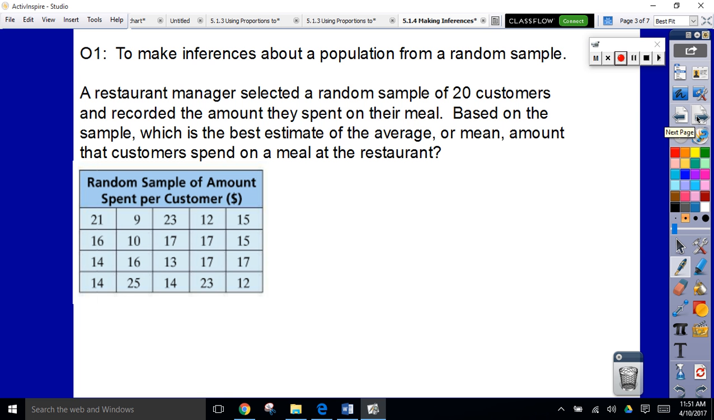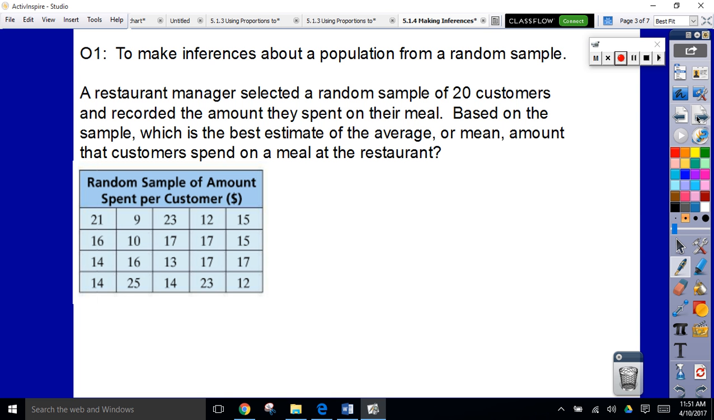Okay, so here's objective 1. Here's our scenario. A restaurant manager selected a random sample of 20 customers and recorded the amount they spent on their meal. Based on the sample, which is the best estimate of the average or mean amount that customers spend on a meal at the restaurant?